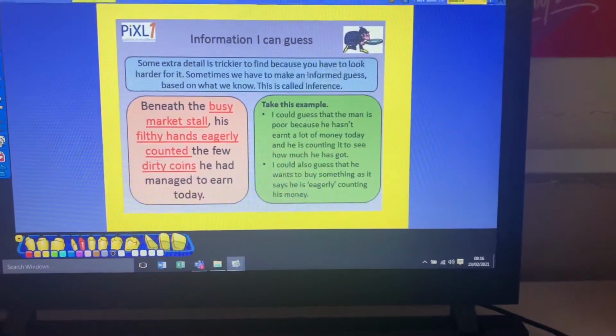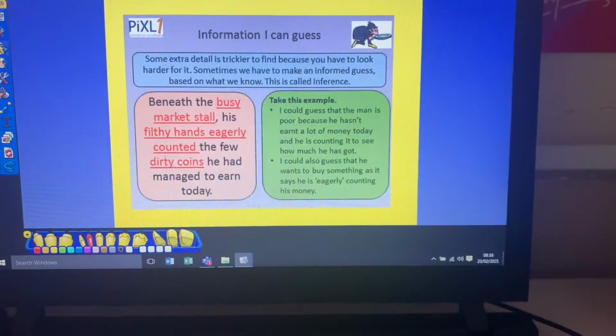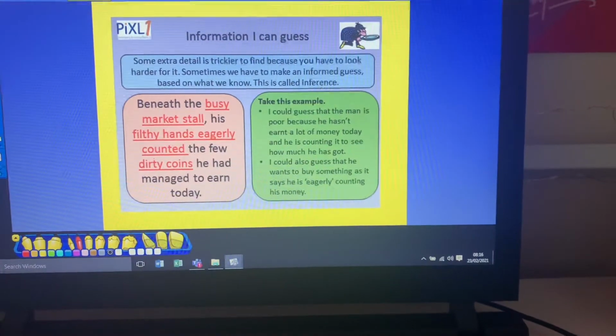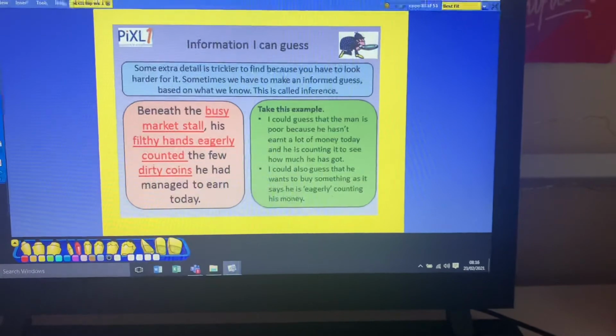There's some information that we can guess, and this is harder to look for because we need to make a guess based on what we already know, and this is called inference. This is when you read with your brain. You have to think about what you're reading.